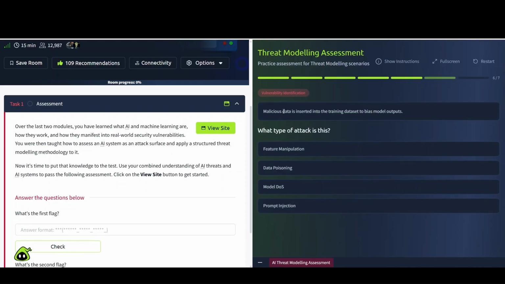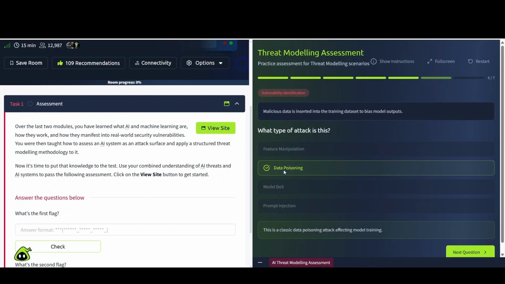Next one. Malicious data is inserted into the training data to bias model outputs. Key there, inserted into the training data set. Okay, what type of attack is this? Feature manipulation, data poisoning, model DOS, and prompt injection. So I think it's going to be this one here. If you're poisoning it with that malicious data, this is a classic data poisoning attack affecting model training.